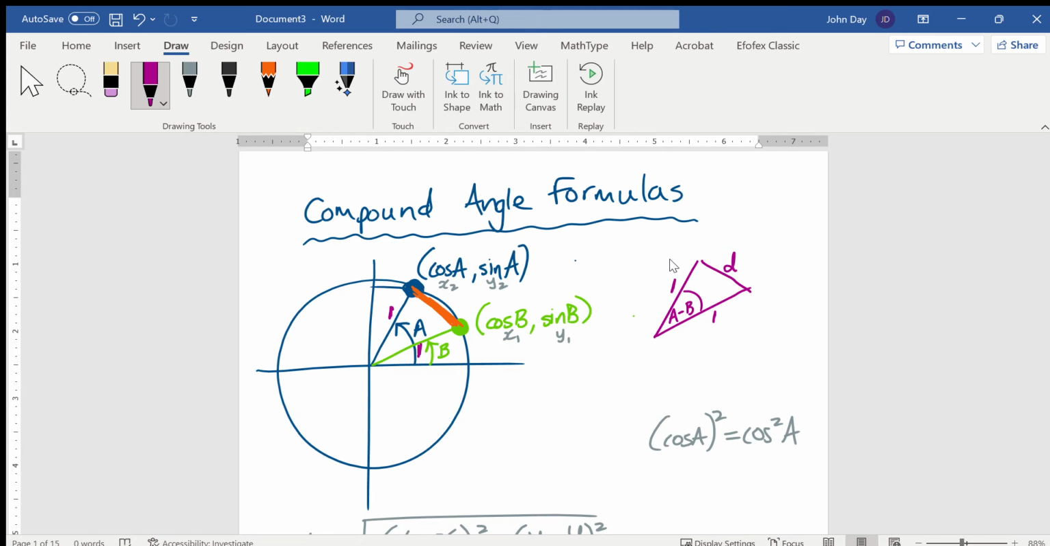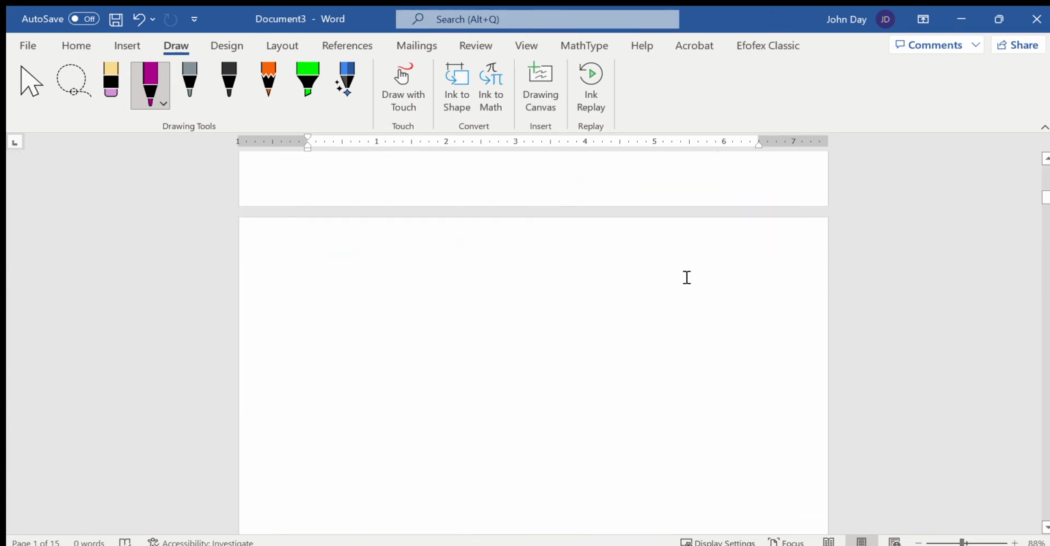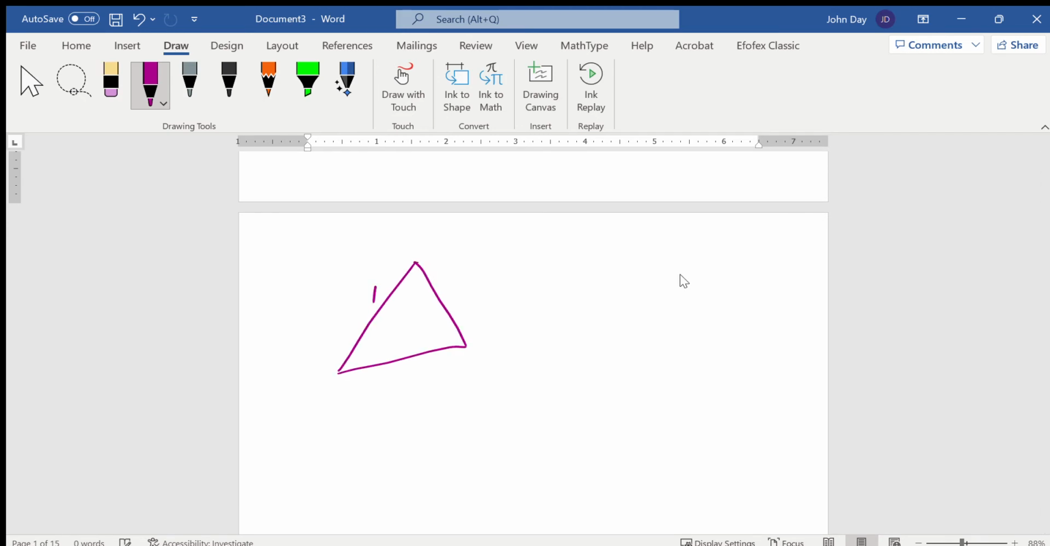I'm going to use that triangle and the cosine rule to find the size of D there. So let me redraw that down here. I'm going to use this triangle with angle A minus B to find that length D.